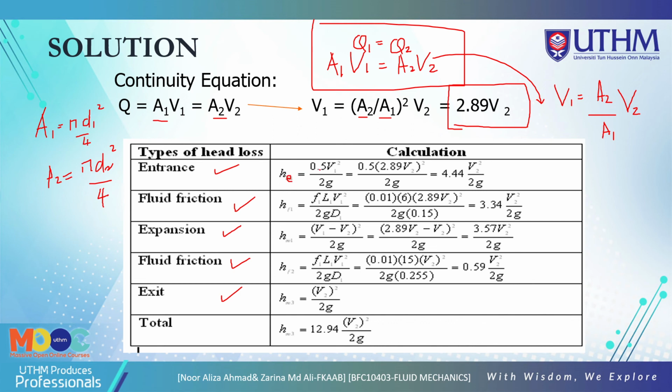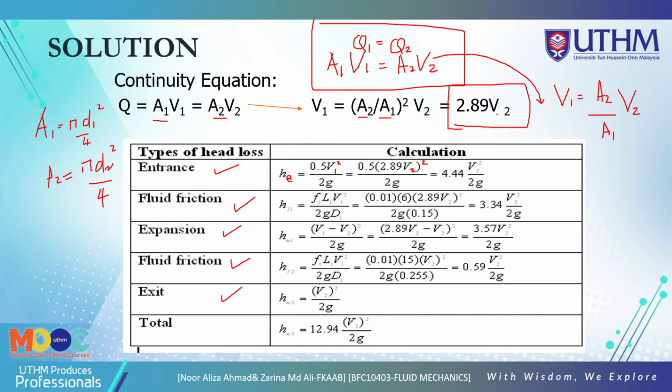You get 0.5 V1 squared over 2G. Okay, and 0.5 times V1 squared here, this one. V1 is 2.89 V2, squared here, ada kuasa 2 sini.